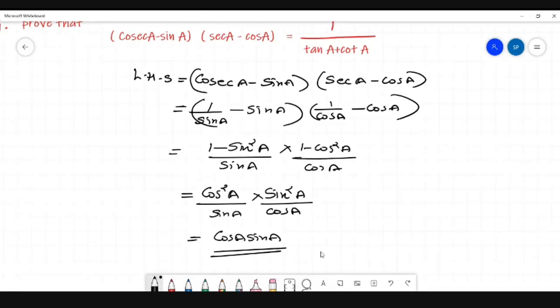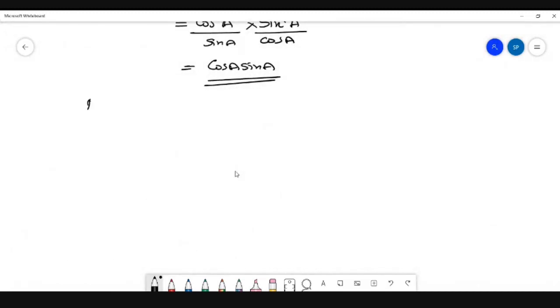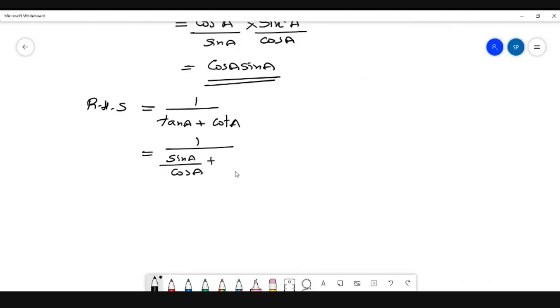So let us see what we get on simplifying the right hand side of the expression. We have the right hand side of the expression as 1 divided by (tan A plus cot A). Now let us convert this tan A and cot A. That is 1 divided by, tan A can be written as sin A by cos A. Cot A can be written as cos A divided by sin A.